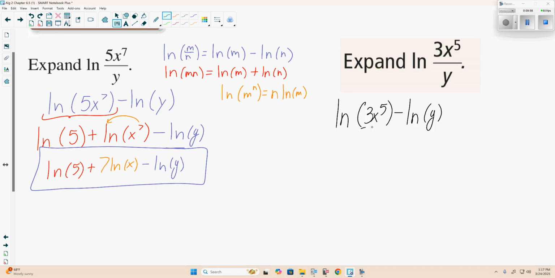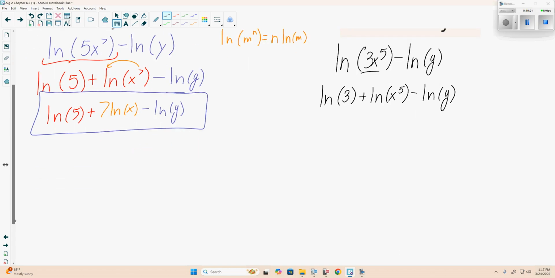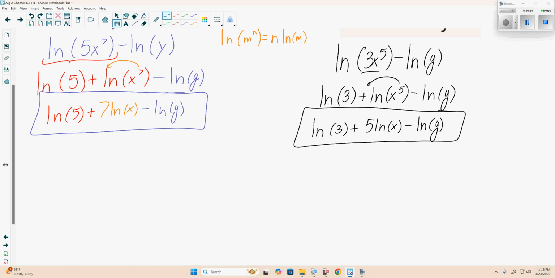Now the product, our first one. The 3 and x to the 5th are being multiplied, so we can rewrite it as what? ln of 3 plus ln of x to the 5th minus ln of y. And lastly, we have to work with our power property, so we can move that 5 to the front, telling us that we have ln of 3 plus 5 ln of x minus the natural log of y.